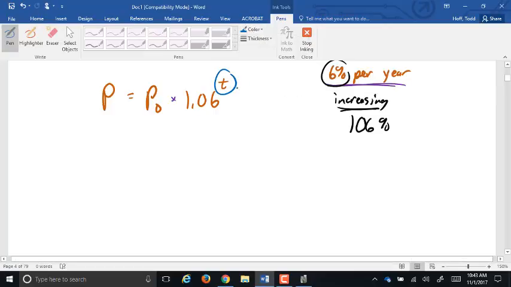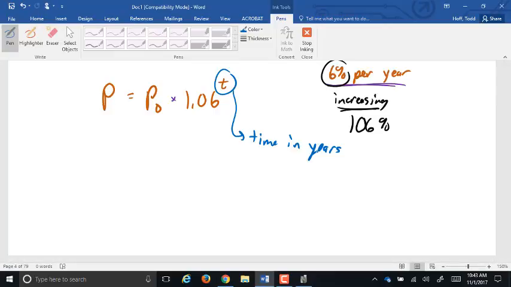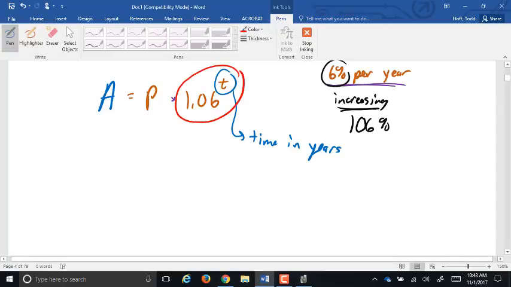So t now is in years, because that is 6% per year. So we have our basic model there, depending on what the initial amount of money is. I guess they're saying to use P for the principal amount. They want A for the accumulated amount here. So they want to know what percent of the principal Joan will have after 32 years. So what we're going to do is just use this factor for 32 years.